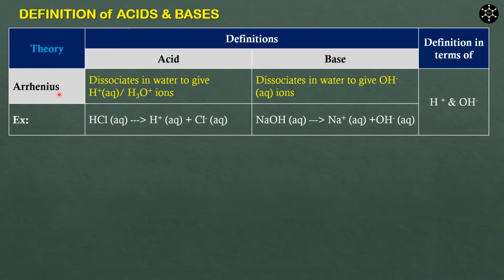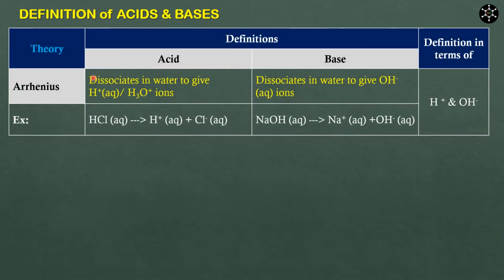When it comes to the definition of acids and bases, majorly there are three theories. First one is Arrhenius theory, second one is Bronsted theory or Lowry-Bronsted theory, and third one is Lewis theory of acids and bases. Let us first discuss about Arrhenius theory.